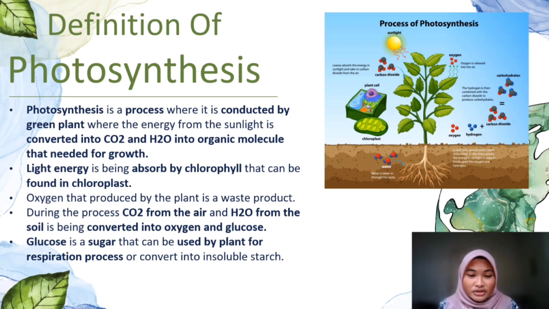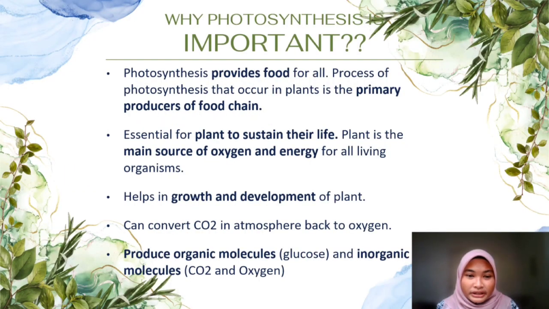During the process, CO2 from the air and H2O from the soil are converted into oxygen and glucose. Glucose is a sugar that can be used by plants for the respiration process or can be converted into insoluble starch. Why is photosynthesis important?